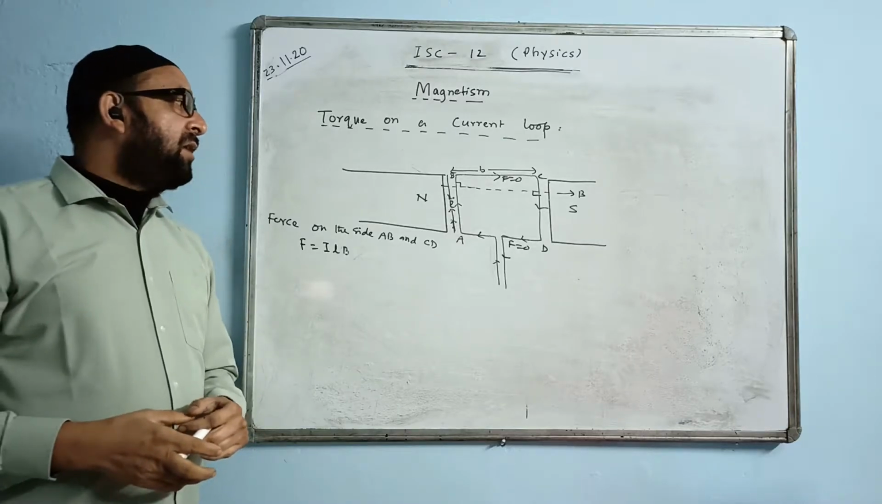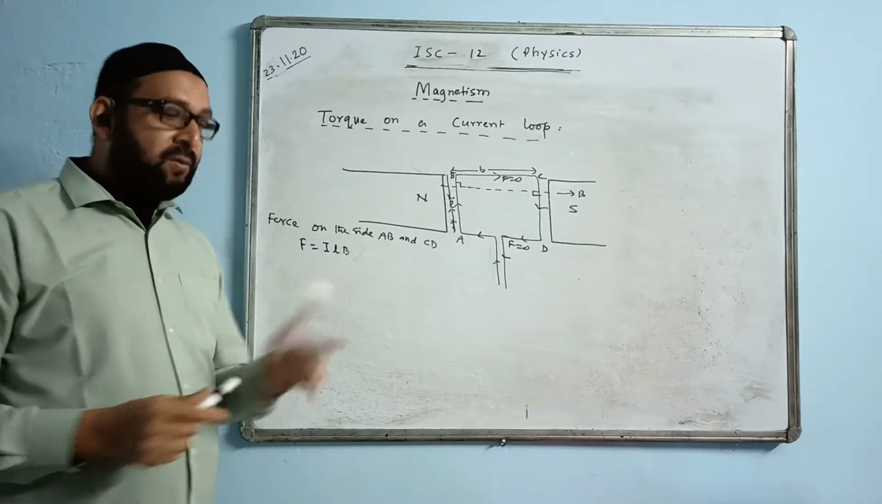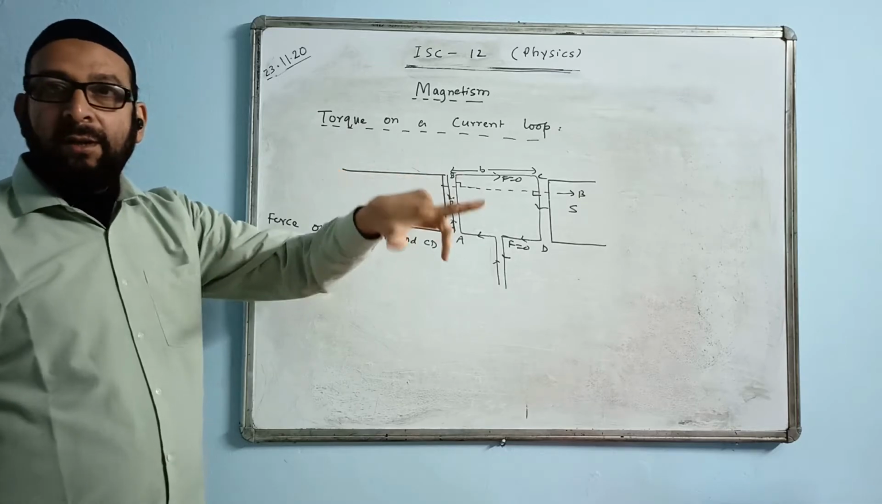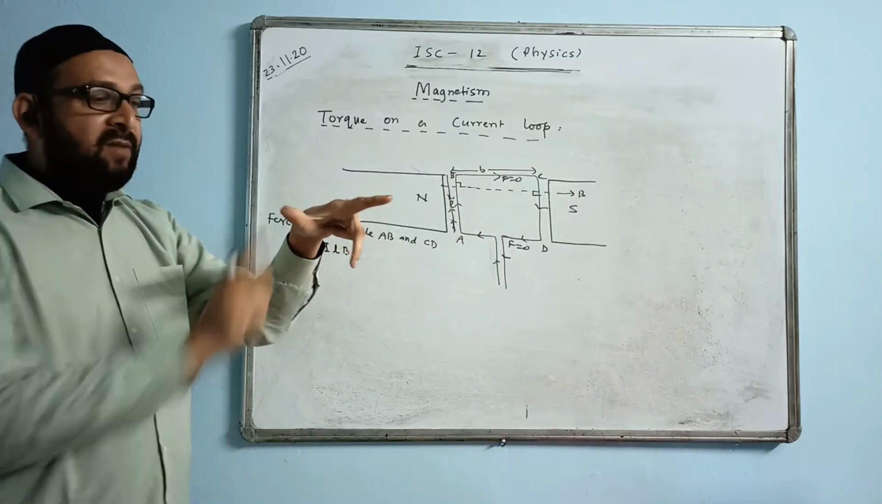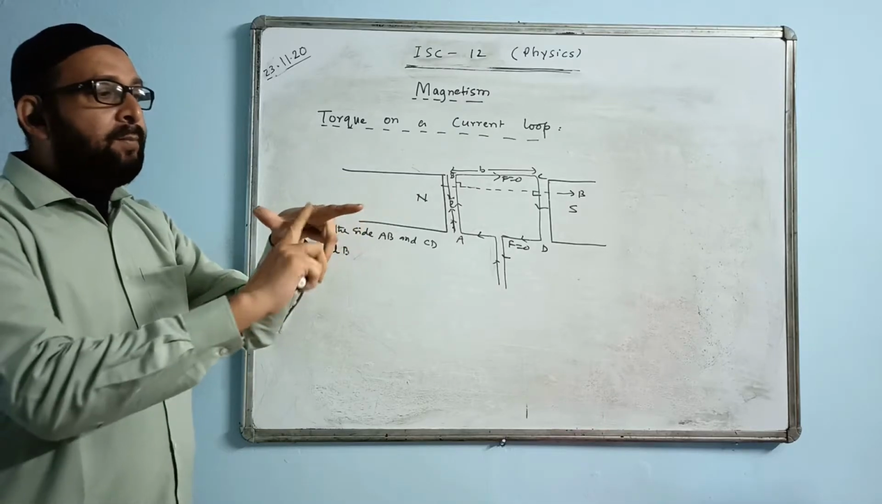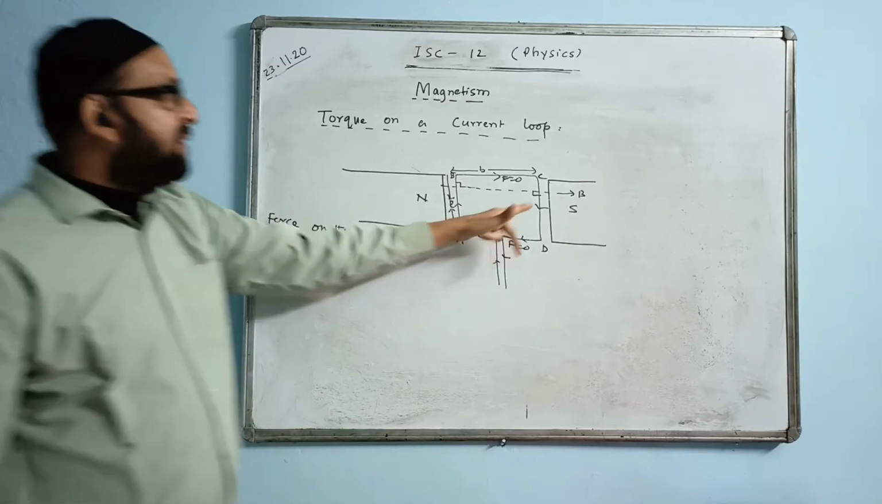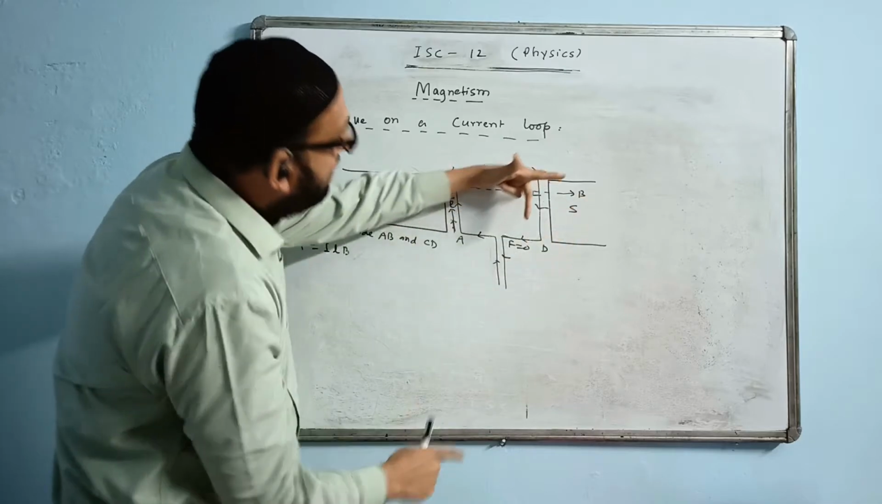Now let us check the direction. In what direction does the force act? To find the direction of the force, we apply Fleming's left hand rule. The three fingers are held perpendicular to each other. FBI: F means force, the direction of force; B means magnetic field; I means current. Let us check this side first. The magnetic field is going like this, as I marked here.